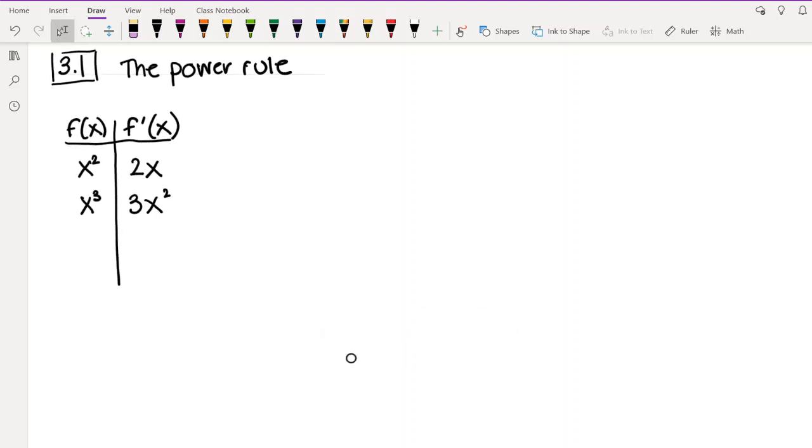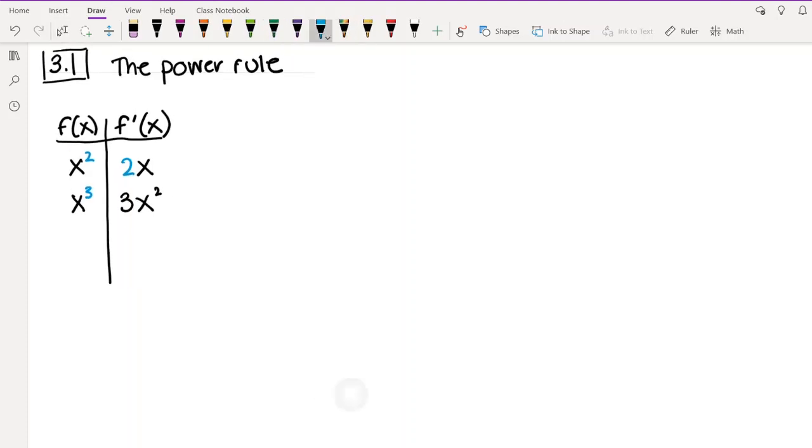One thing you might notice here is that the number that ends up being the coefficient is the same as the original exponent. When I say coefficient, that's this number, and let me even color code this. So the exponent of the original function became the coefficient of the derivative. And similarly here, you had an x cubed, and that became 3x squared.